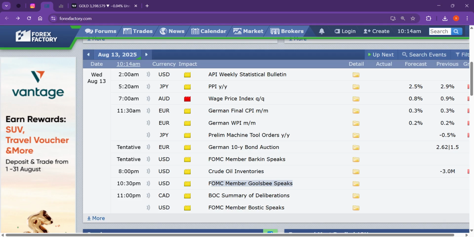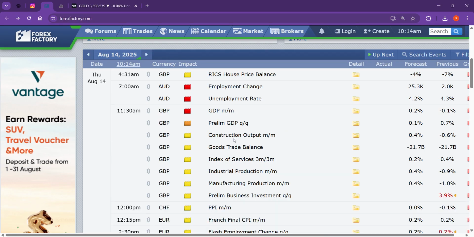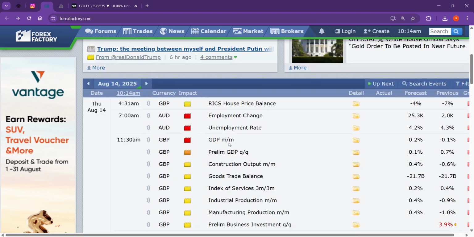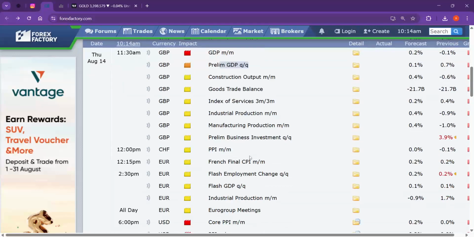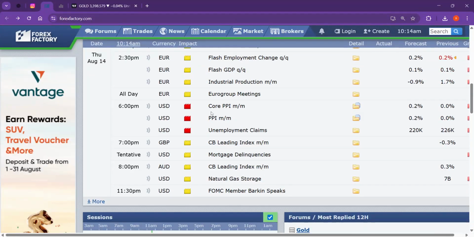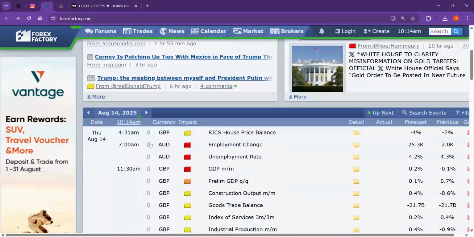An FOMC member is going to give a speech, and then again there are a few speeches. If we talk about the 14th of August, then we have preliminary GDP numbers, and in the evening we have core PPI data. Remember, last time when core PPI data came, gold crashed almost $80. So we have to take care according to your risk appetite.